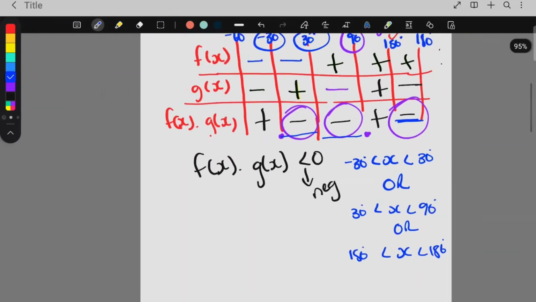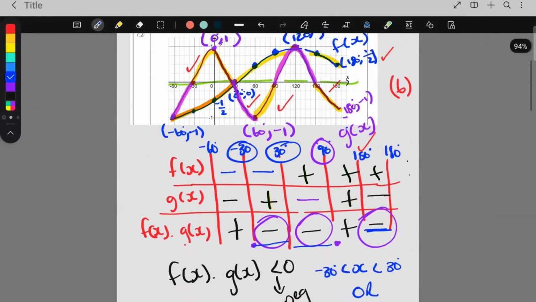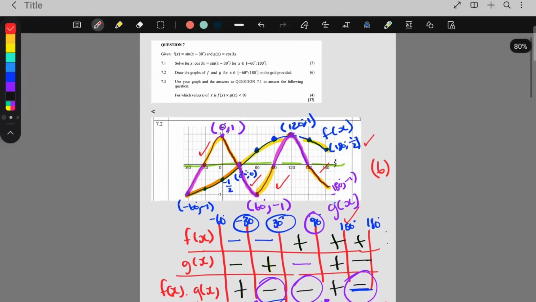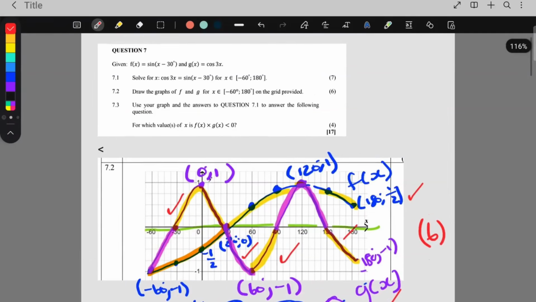And that's how you get your marks. In the memo, it won't have a table. The memo will only have 2 marks for this, 1 mark for that, and 1 mark for that. And that's how you get 4 marks for that last question. So that's trig functions on this paper, grade 12s.